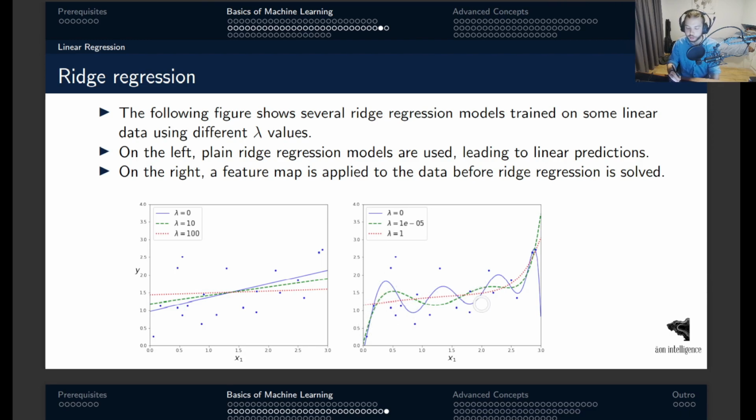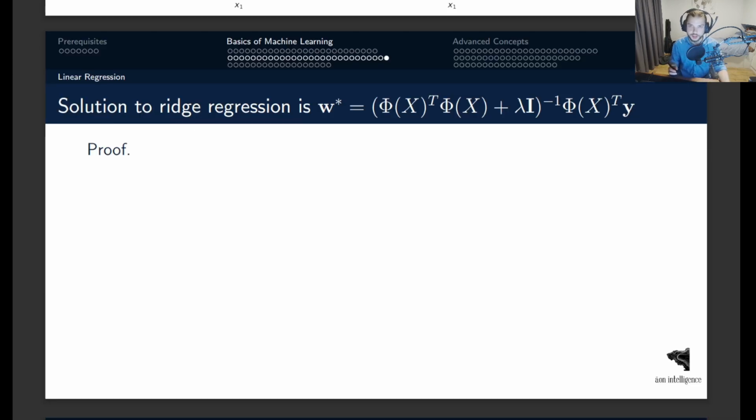So the red model is also not a perfect straight line, but it is much more of a straight line than the unregularized model. And finally, for this last slide of this lecture, I want to prove that the solution to ridge regression, so including this regularization term, is indeed what I proposed on a previous slide, where we include the scaled identity matrix in our inverse term.